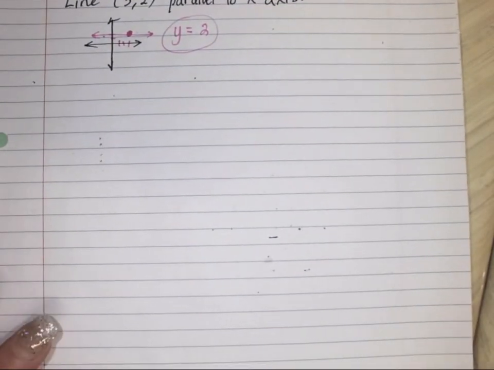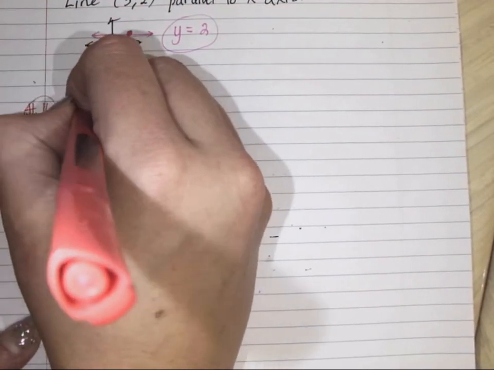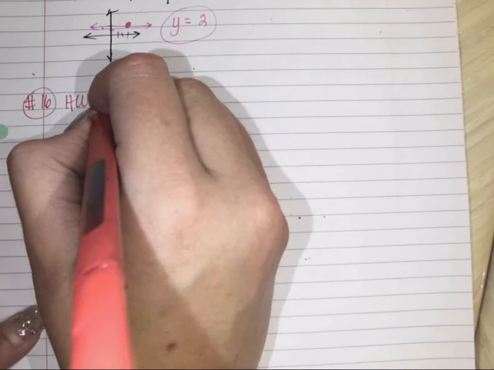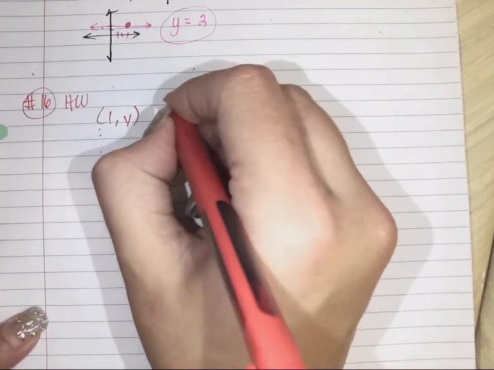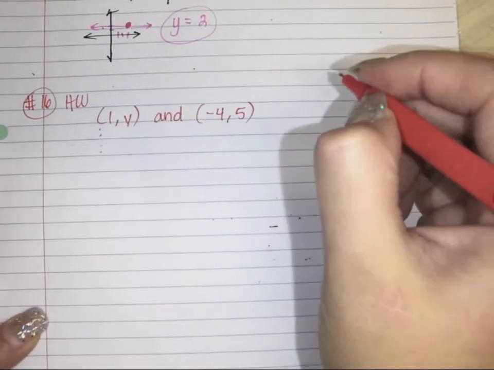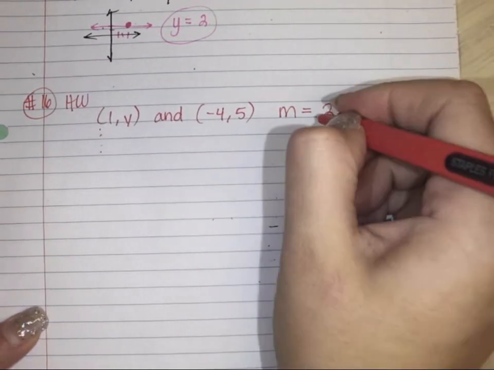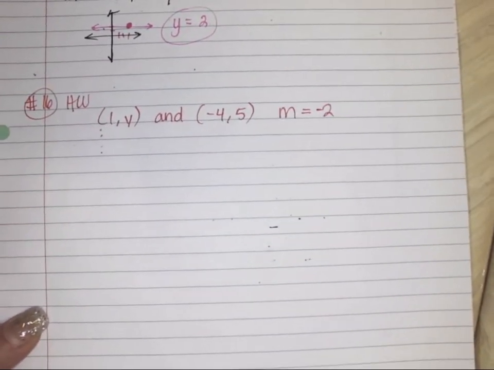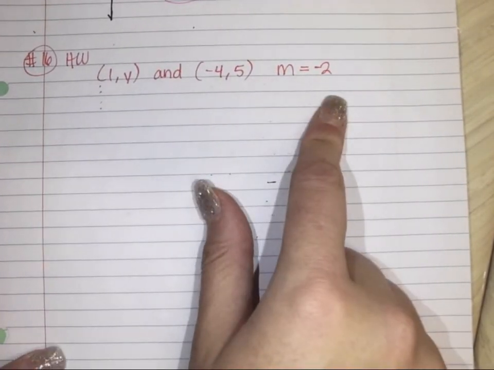Okay, on number 16 in your homework, they give you a pair of points, (1, y) and (negative 4, 5), and they tell you that the slope between these points is negative 2. They want you to find the value of y that would make this true.